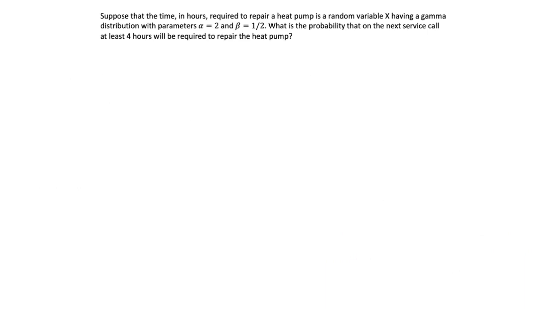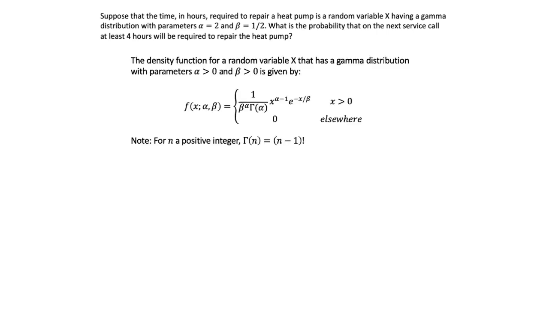Suppose that the time in hours required to repair a heat pump is a random variable x having a gamma distribution with parameters alpha equal 2 and beta equal 1/2. What's the probability that on the next service call at least 4 hours will be required to repair the heat pump? The density function for a random variable x that has a gamma distribution with parameters alpha greater than 0 and beta greater than 0 is given by this. We have all this information, but one thing to keep in mind is that gamma of n is equal to n minus 1 factorial.